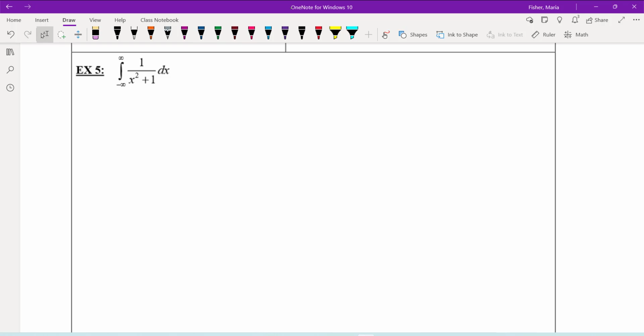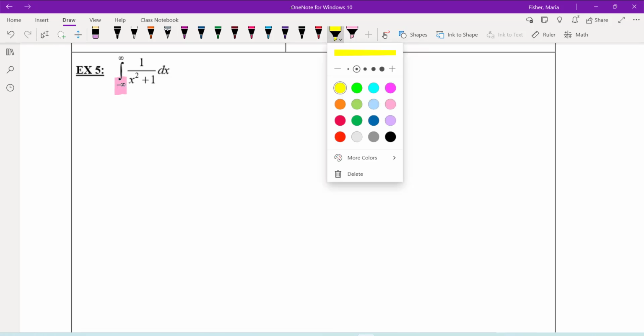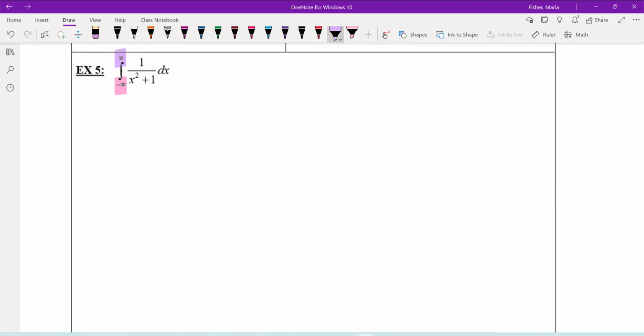Number 5. The integral from negative infinity to positive infinity of 1 over x squared plus 1 dx. The first thing I need to do is rewrite it as a limit statement. So I need to not have negative infinity, and I need to not have positive infinity as limits of integration. I know I could choose any number between negative infinity and positive infinity. I'm going to choose 0. So we're going to split this up as the integral from negative infinity to 0 of 1 over x squared plus 1 dx plus the integral from 0 to infinity of 1 over x squared plus 1 dx.